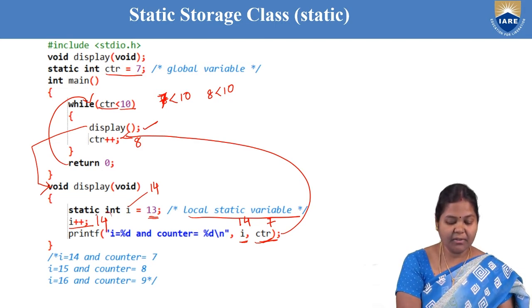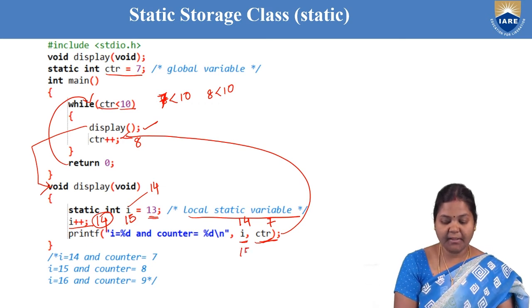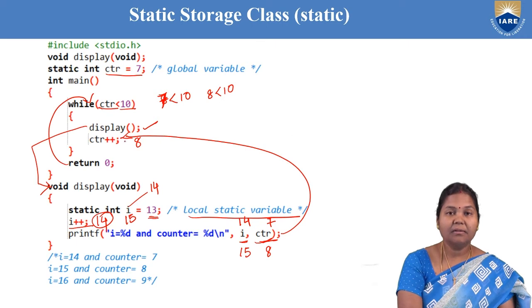So again i is incremented, i++, so the value of i becomes 15. Next time it will print 15 and the counter value is equal to 8. Again go back to the main function. Counter is incremented to 9. So again call the function: 9 is less than 10. Yes, true. Again call the display method. So control will come to the display method.